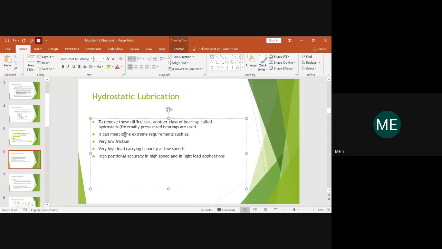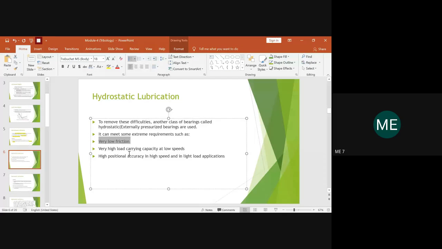It can meet the drawbacks which were associated with hydrodynamic lubrication. That is the main important feature of it. The very first thing is it has very low friction. Compared to a hydrodynamic journal bearing, if you use hydrostatic lubrication, the amount of friction that comes into the picture is comparatively very low.